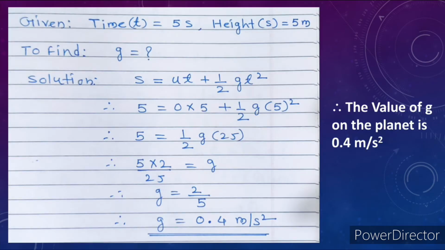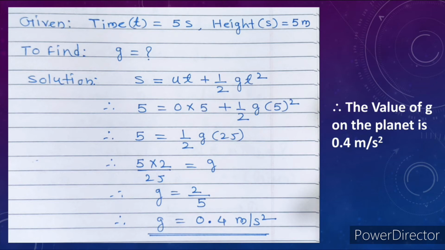Answer. Given time t is equal to 5 seconds, height s equal to 5 meter. To find value of g. Solution. s equal to ut plus half gt square. Therefore, 5 is equal to 0 into 5 plus half g into 5 square. And therefore, 5 is equal to half g into 25.